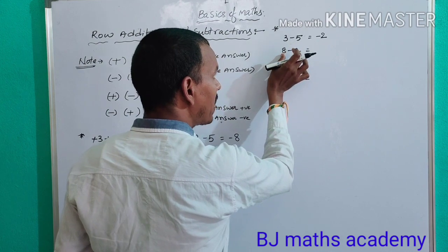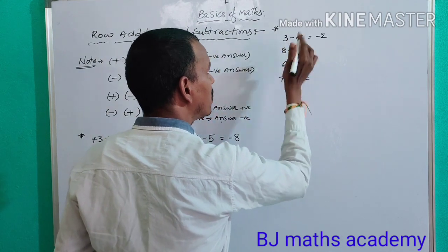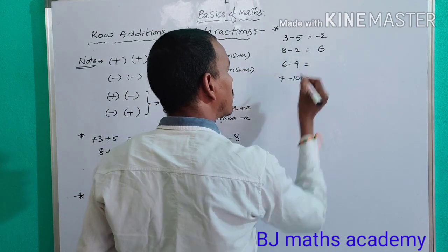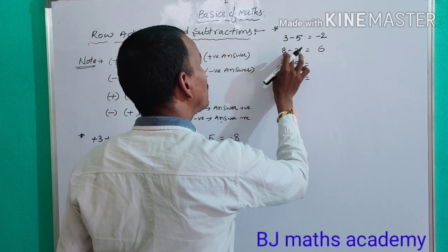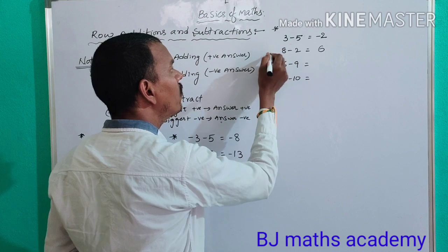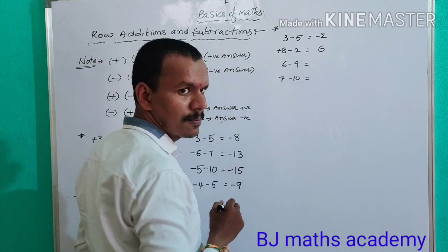So we have to subtract the smallest from the biggest. 8 minus 2 is equal to 6. Here the biggest number is 8. So is 8 positive or negative? Before it there is no sign, that means plus.